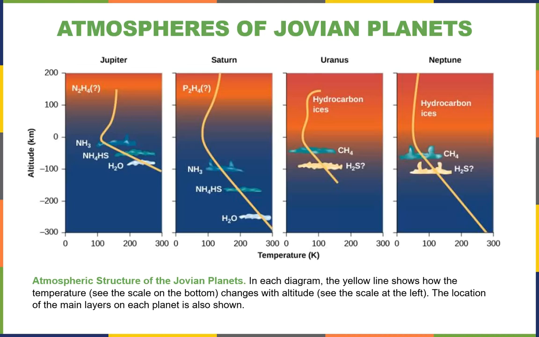What's it made out of? N2H4, maybe, for the outer atmosphere of Jupiter. P2H4, maybe, for Saturn's outer atmosphere. You get down, you have ammonia clouds. Ammonia is NH3. Boy, I don't even know what to call that. Ammonium sulfide, maybe? Yes. And then water clouds. So you have similar types of things for the two big ones and for the two small ones.